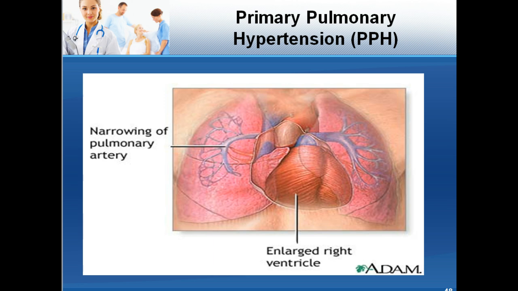So basically, you have narrowing of the pulmonary artery, and you have an enlarged right ventricle, which is basically because of the fact that you have the pulmonary artery and everything is taking more. The large right ventricle gets really big because it's working harder to try to pump through the vessels.